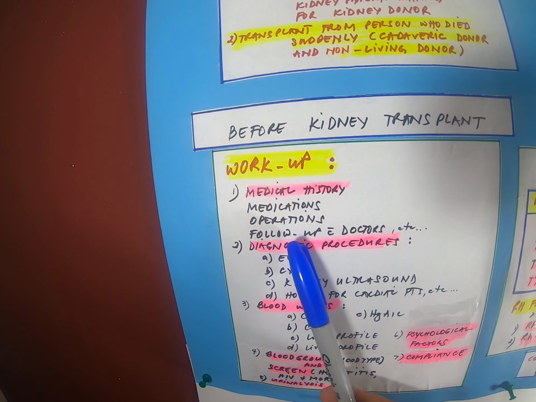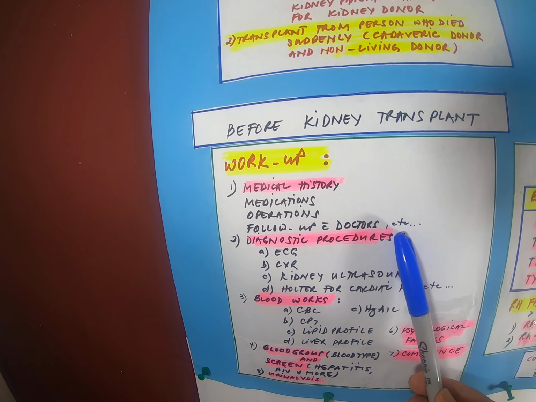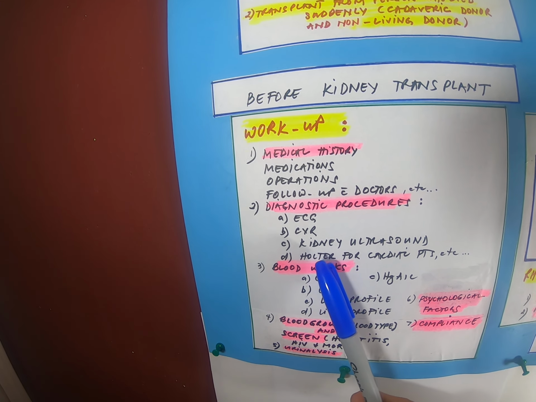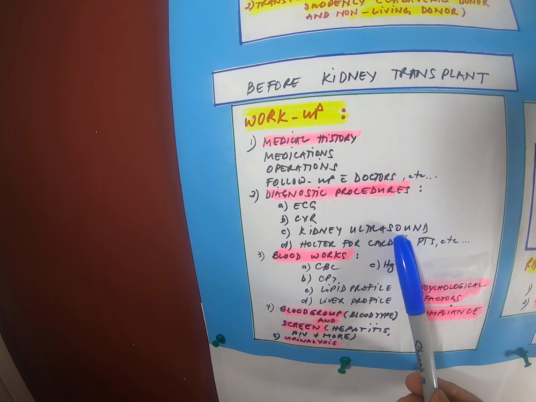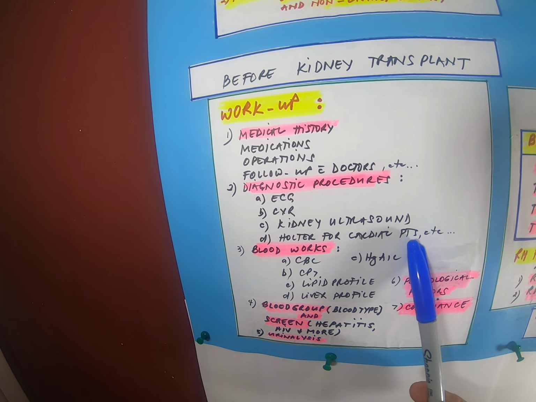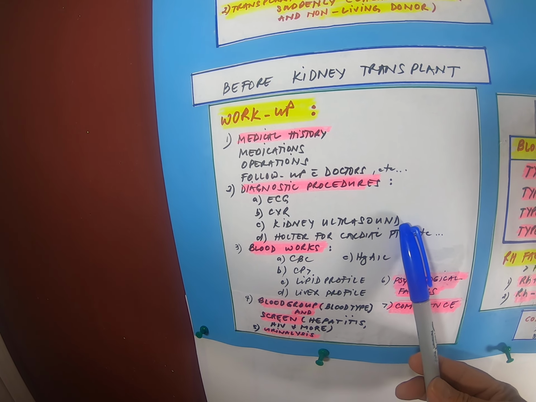So before a kidney transplant, there is the so-called workup phase by the transplant team. They will investigate the patient's medical history, the medications taken, operations done in the past, and if there are follow-ups with doctors and the current status. They will also investigate diagnostic procedures: ECGs, chest x-ray, kidney ultrasound if there is, and Holter for cardiac patients if they have some problem with their heart, and if there are follow-ups with their doctors and what's the current status.